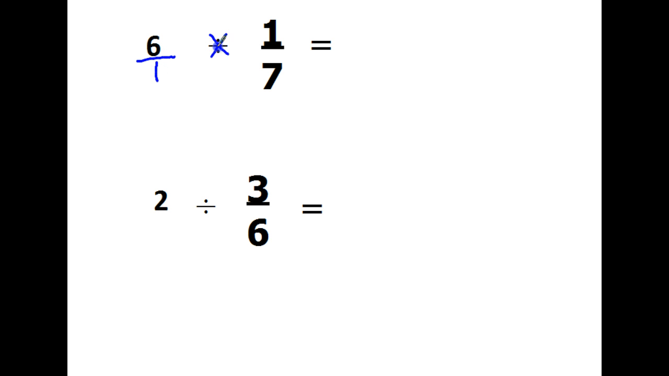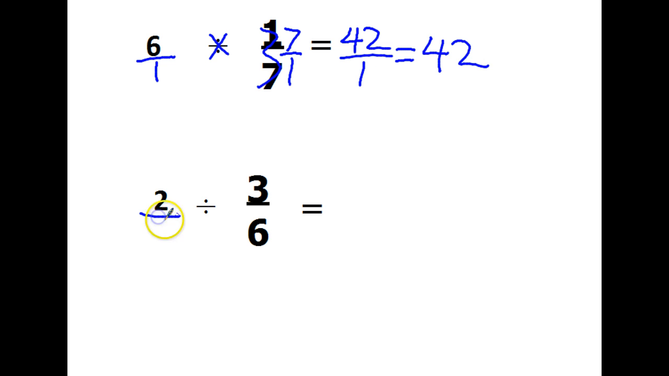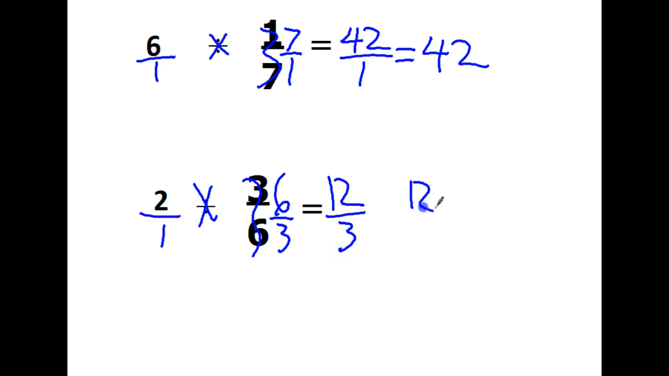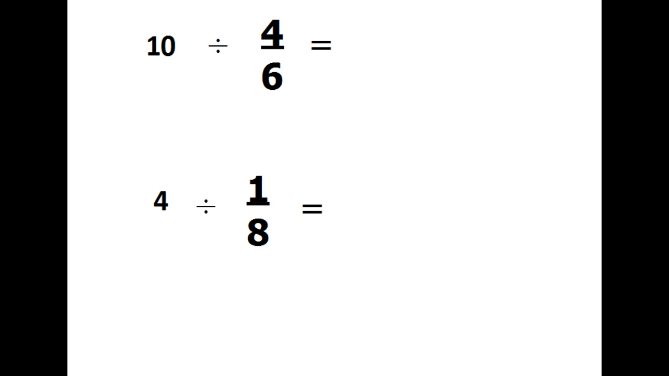Keep it, change it, flip it. Multiply top times top, bottom times bottom. Just a 42. Keep it, change it, flip it. 6 times 2 is 12. 1 times 3 is 3. I have to do some dividing. How many 3's in 12? 3, 6, 9, 12. 4 of them. No remainder, so the answer just equals 4. Stop the video and try it out.